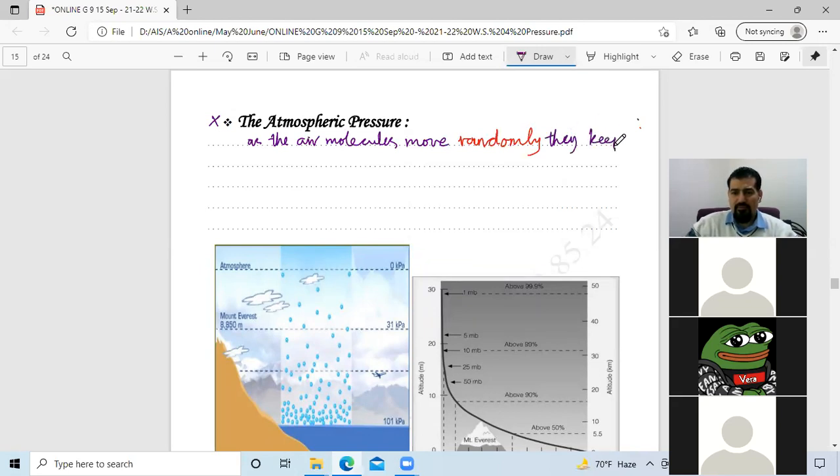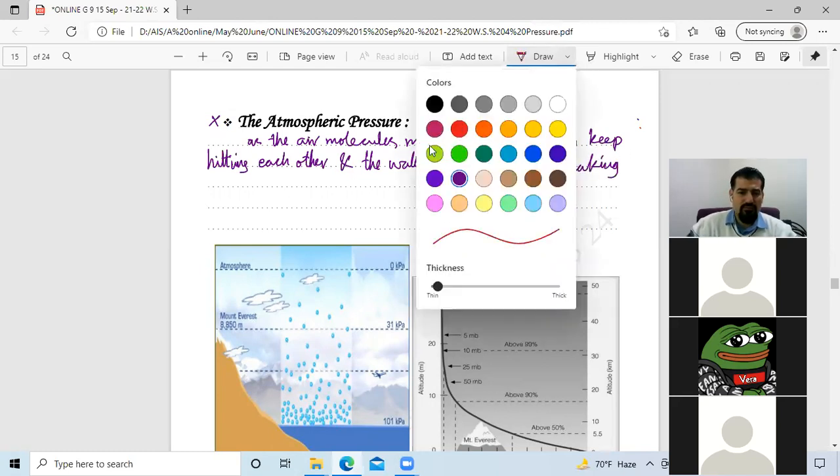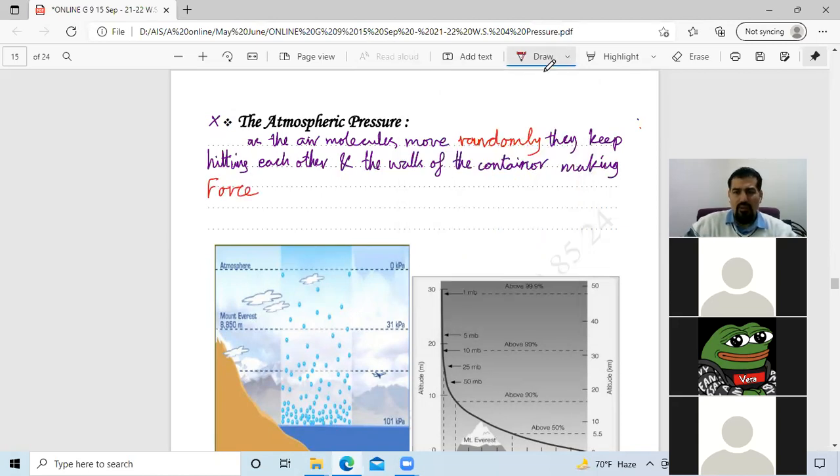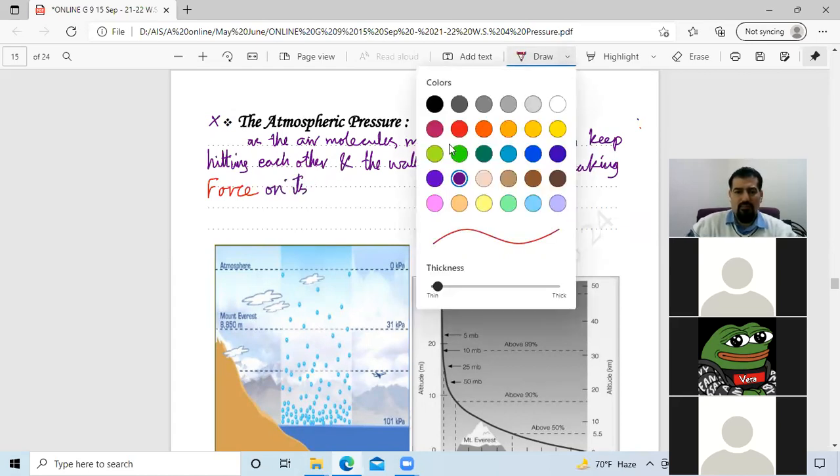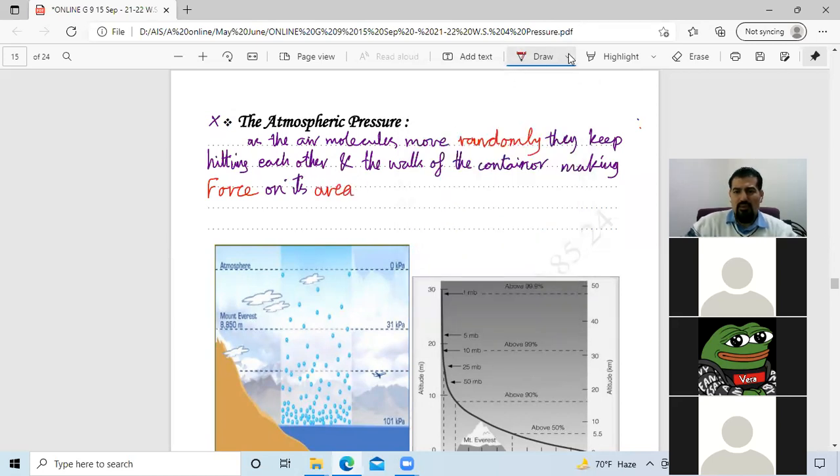they keep hitting each other, zigzag, and the walls of the container, making force on its area, which causes pressure.